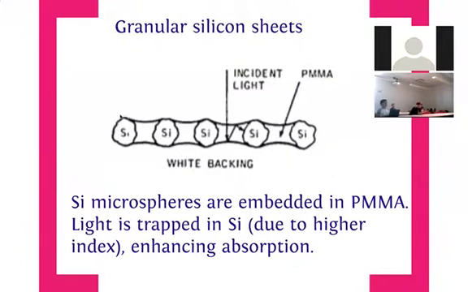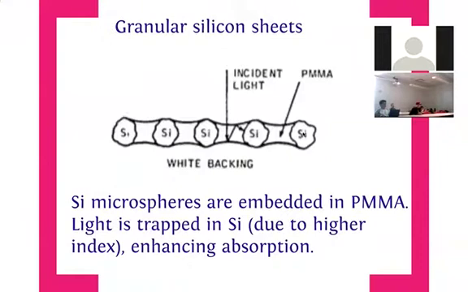So these are basically little microparticles of silicon, which are embedded in a polymer matrix like PMMA, polymethyl methacrylate, which is nothing other than plexiglass. The idea here is that because this is intrinsically rough, incident light comes in, gets trapped within the polymer, reaches the silicon, and is absorbed. And there's a white backing here for reflecting the light. So the example is silicon microspheres embedded in PMMA. Light is trapped in silicon due to the higher refractive index, enhancing the absorption.